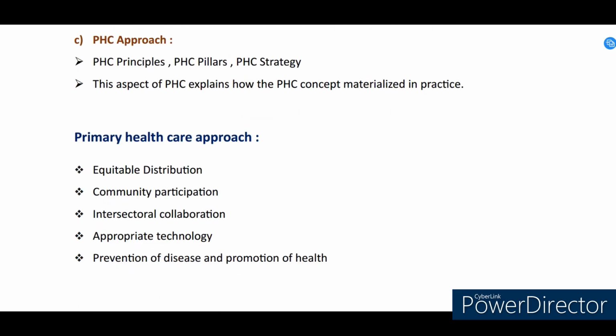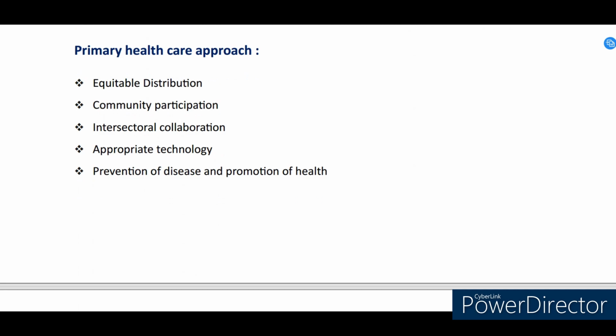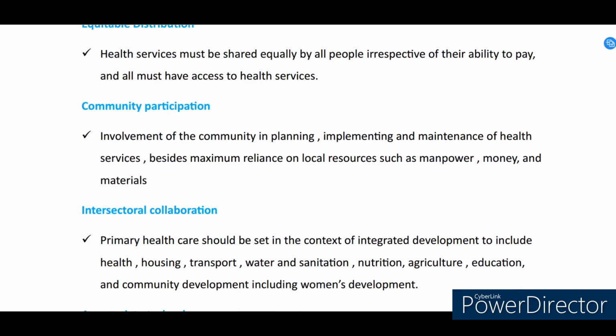Now, coming to the primary healthcare approach or principles, to start with equitable distribution, health services must be shared equally by all people, irrespective of their ability to pay, and all must have access to health services. Second is the community participation. The community involvement is an essential ingredient in primary healthcare, where the community is involved in planning, implementing, and maintenance of health services, besides maximum reliance on local resources such as manpower, money, and materials.